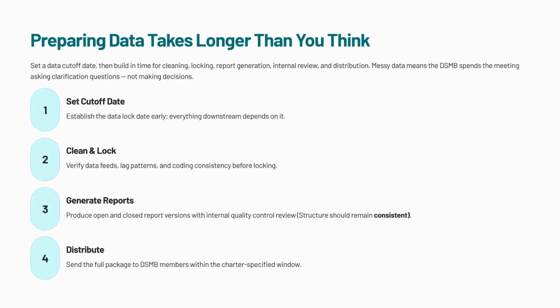Getting the package out on time depends on having the data ready on time. And that almost always takes longer than teams expect. The process starts with setting a clear cutoff date, because once that date is fixed, everything downstream depends on it. From there, the data needs to be cleaned and locked, with special attention to data feeds, expected data lag, and coding consistency. Only then can the open and closed report versions be generated and checked through internal quality review. Those reports should also follow a consistent structure across meetings, so the DSMB can focus on what has changed rather than relearning the format each time. And after that, the package still has to be distributed within the timeline set by the charter.